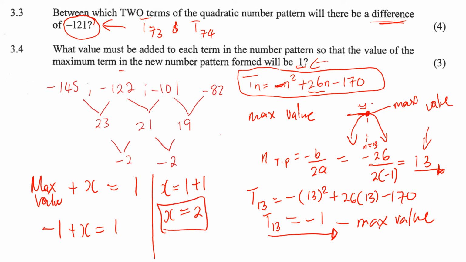Okay, so now we know, so that we can get a new maximum value of 1, right? New maximum value of 1 on the previous one, or rather on the sequence, we must add 2 on each of the sequence there, so that we can change and form a new sequence that will give us a maximum value of what? Of 1. So that's basically how you answer this.